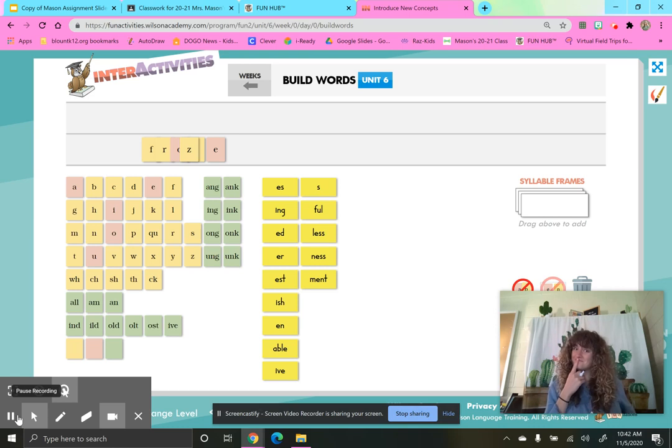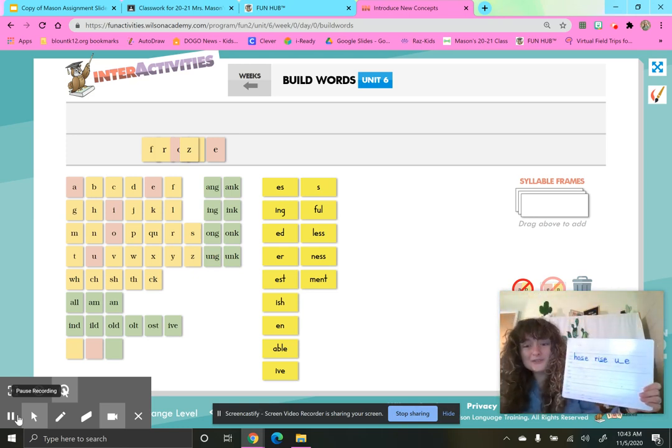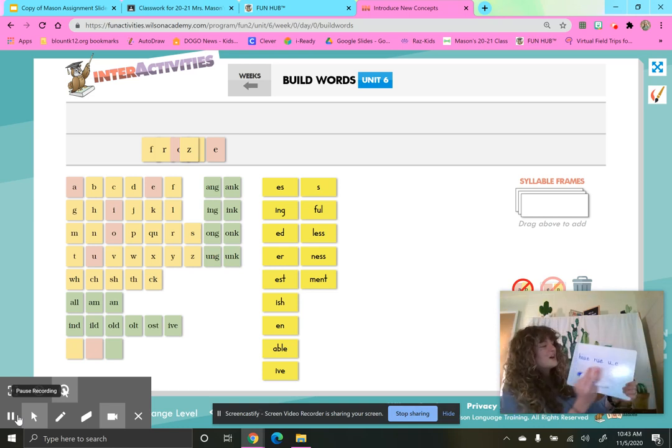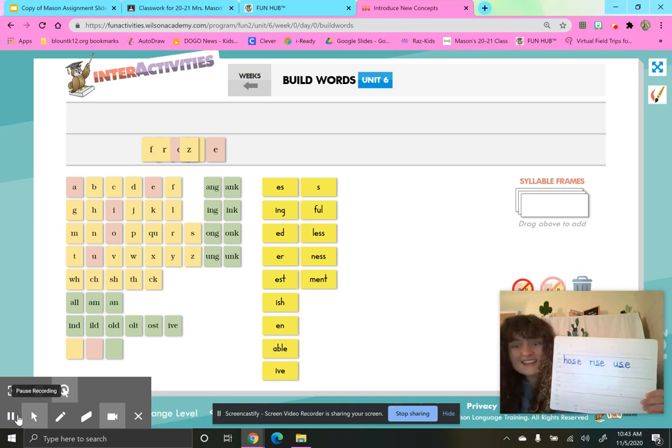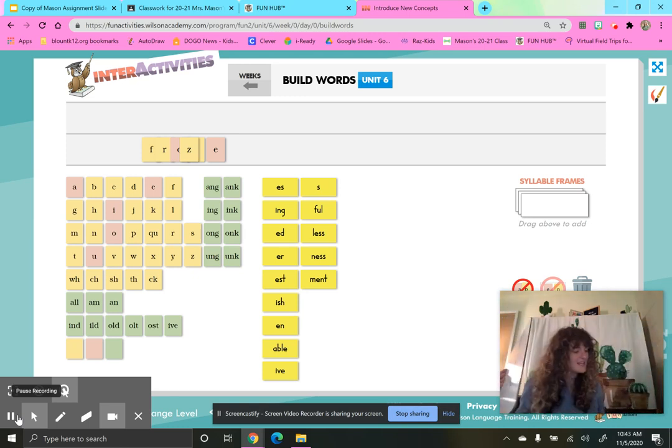All right, what about the word use? That's a trick word, use. What makes that U say its name? Busy, bossy E. Use is a trick word. We have learned that these are words that we just need to know. So in the word use, it has that S because that S sounds like a Z.